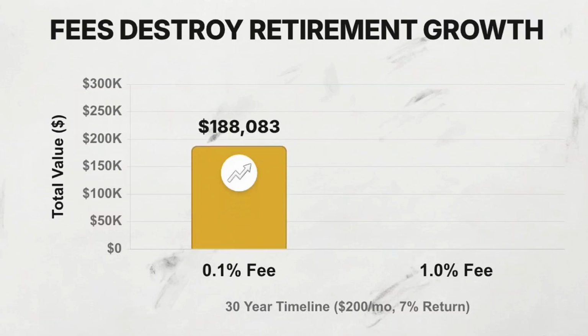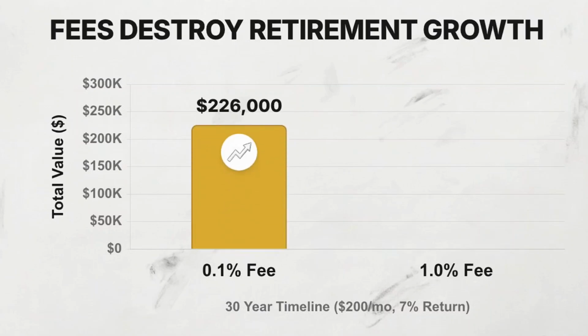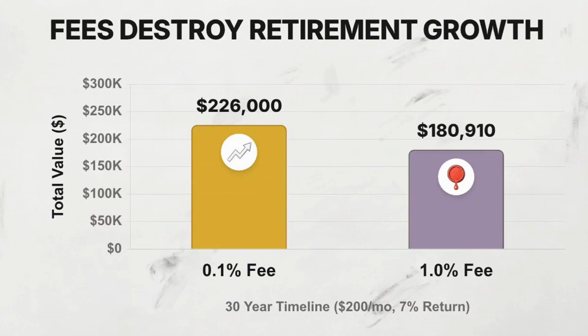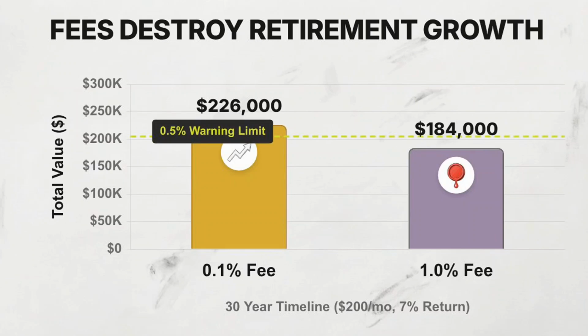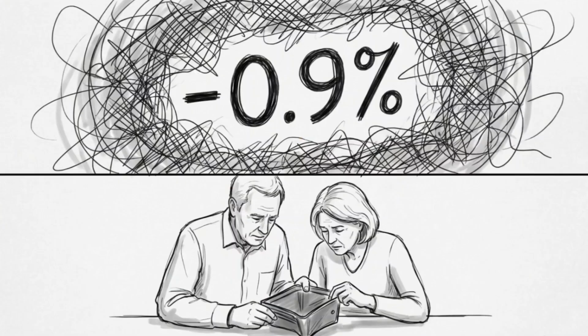If you invest $200 a month over 30 years with an average 7% return, a low 0.1% fee leaves you with about $226,000. Increase that fee to just 1%, and your final balance drops to $184,000. If any of your funds carry an expense ratio higher than 0.5%, flag them immediately. That fraction of a percent creates a $42,000 difference over your lifetime. Ignoring a fraction of a percent in fees today translates directly into multiple lost years of retirement income later.